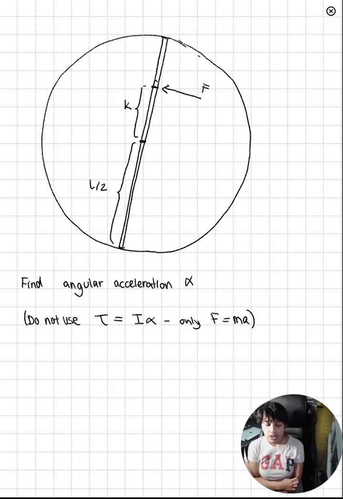Do not use torque equals moment of inertia times angular acceleration. We can only use the concept F equals ma. It is also given that the length of this rod is L and its mass is m. This is all that's been given. Let's see if we can solve for alpha, even with the small amount of given information.